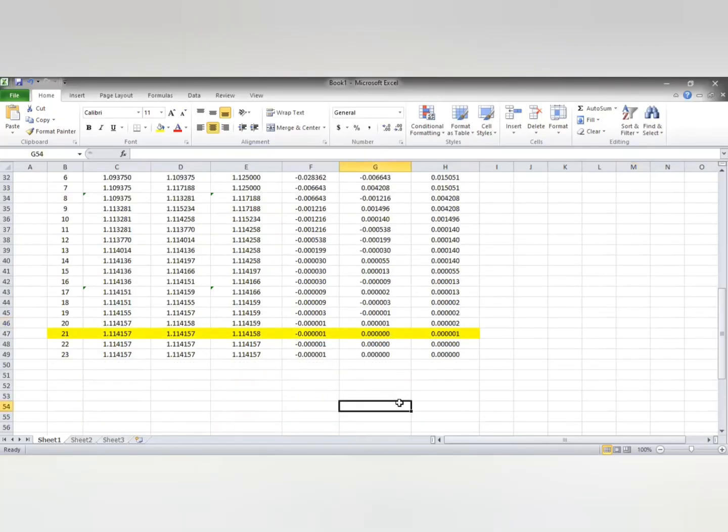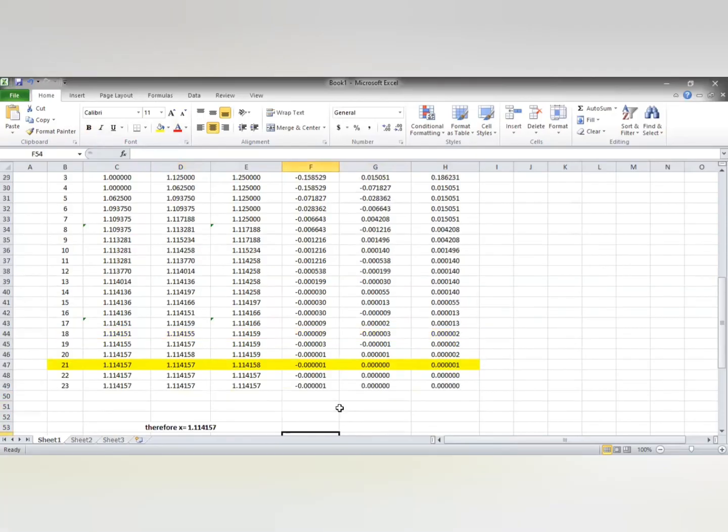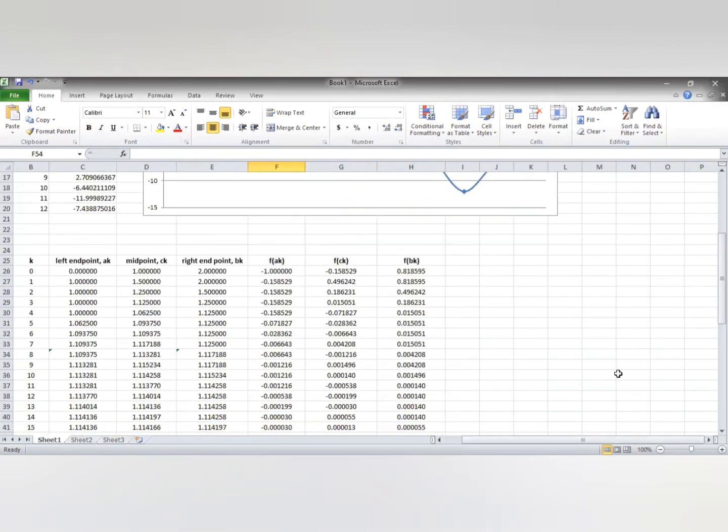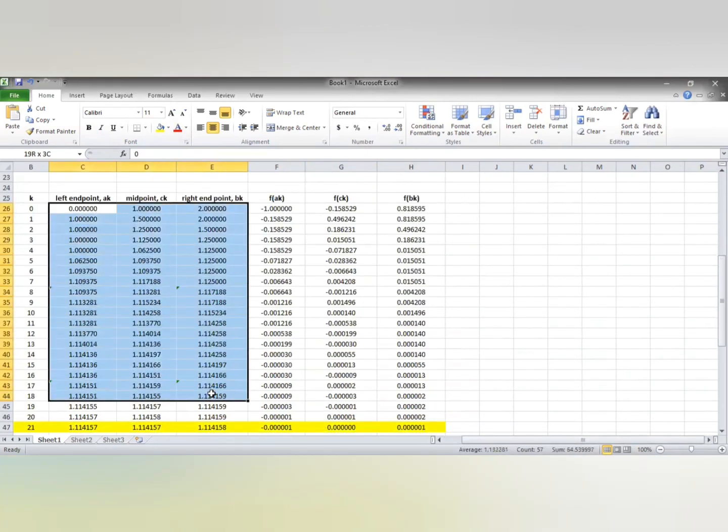So we can say that the value of x, or the root of this equation, is equal to 1.114157. So this is the answer. Okay, so if we are going to check or plot these results, we will try.